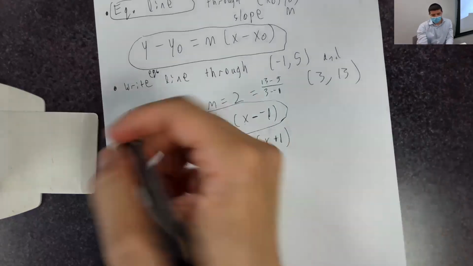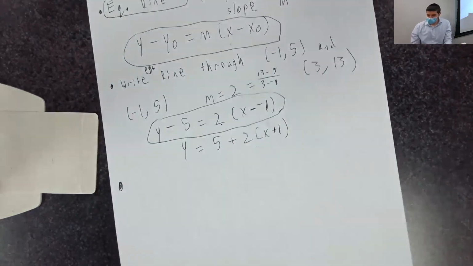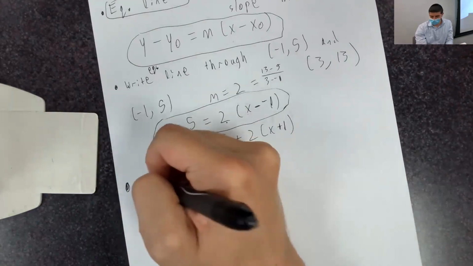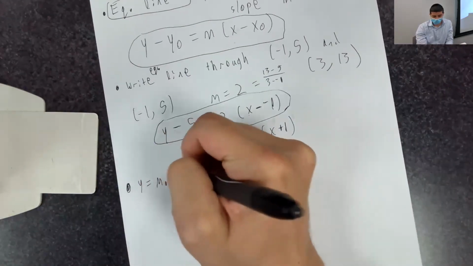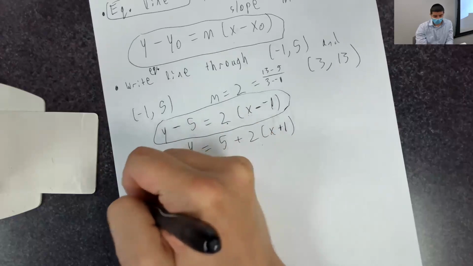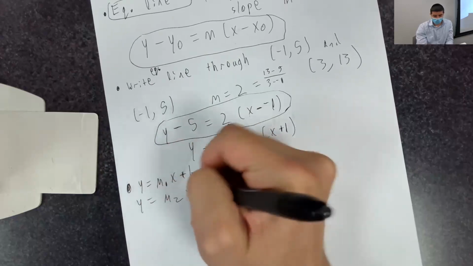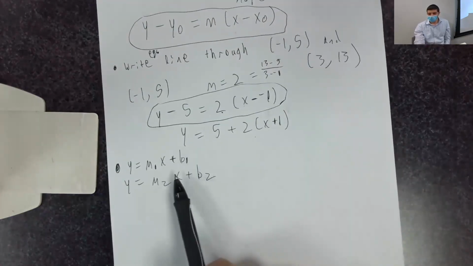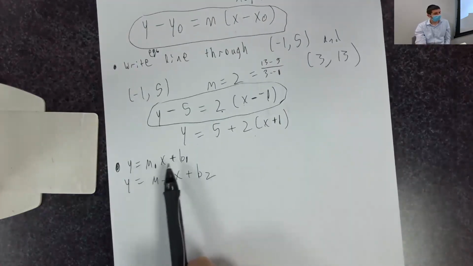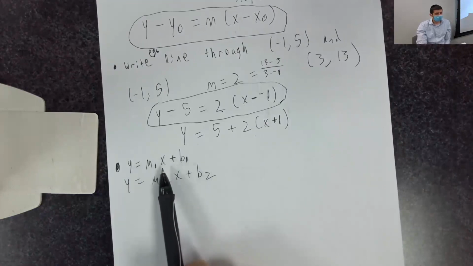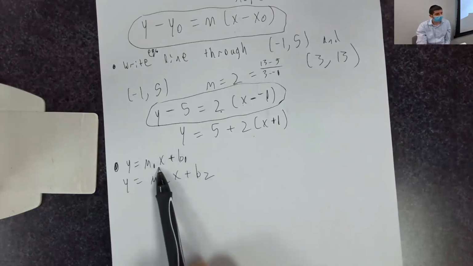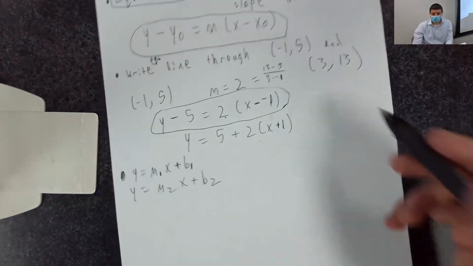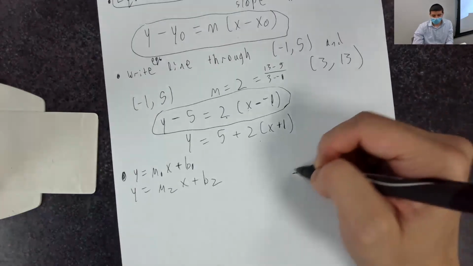Okay, so now that we have a formula, what does it mean for two lines to be parallel? We have y equals m1x plus, let's say, b1, and y equals m2x plus b2. First of all, what's the slope of this line right here? m1, right? The number in front of the x is the slope. What's the slope of this line? m2, right?